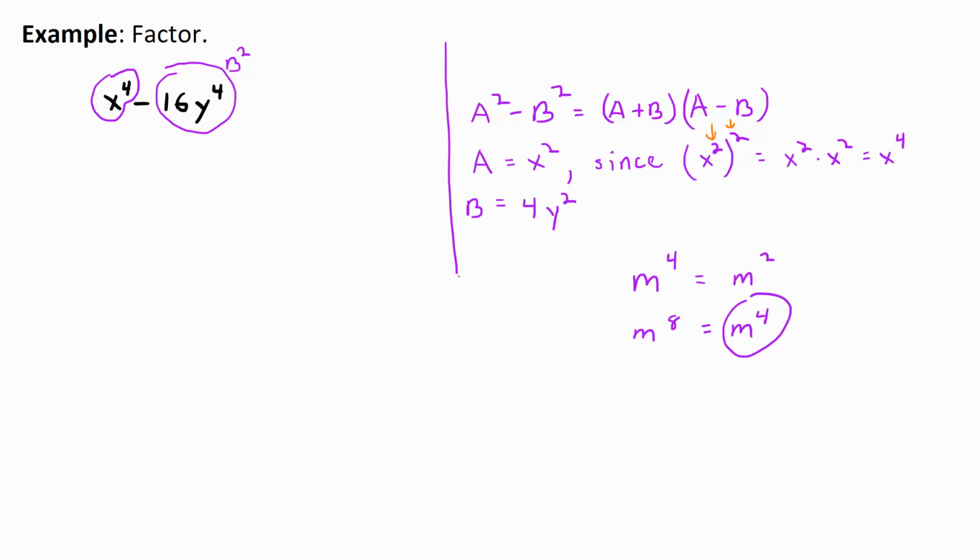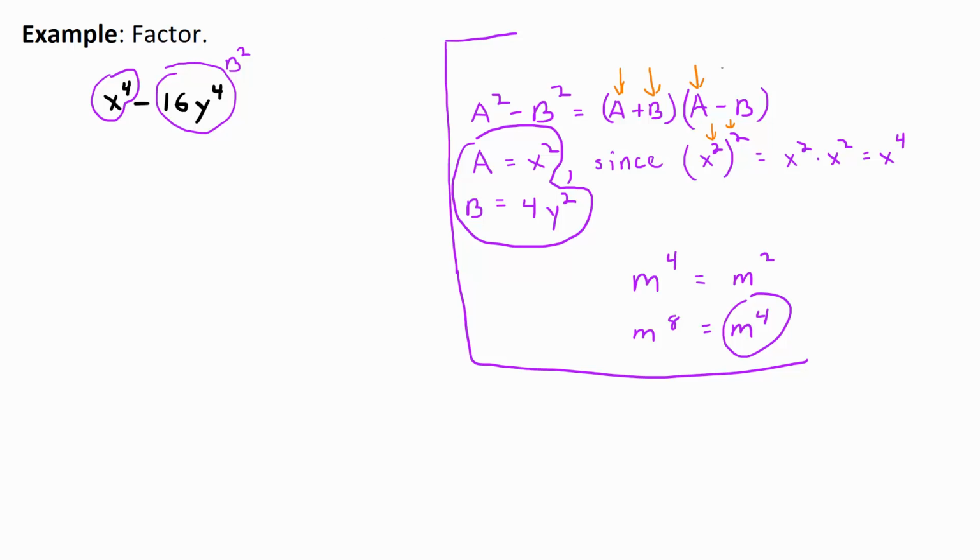So anyway, all this stuff in purple, after you get good at this, is what goes on in your head. And then once you have your a and your b, you just plug and chug into the formula. Take a plus b and then a minus b. So in this case, a plus b would be x squared plus 4y squared. And a minus b would be x squared minus 4y squared.